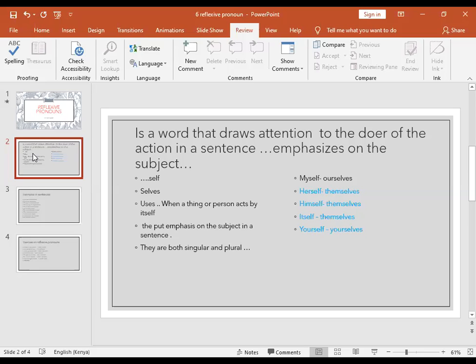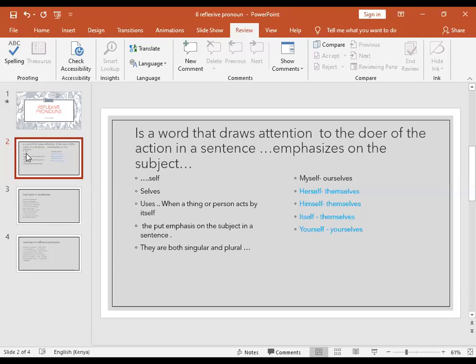Itself, the plural of itself is themselves. Then we have you, yourself, if you are one, and if you are many, yourselves. Please note that these pronouns of emphasis are derived from personal pronouns. They are derived from possessive pronouns, and then we get to reflexive pronouns.